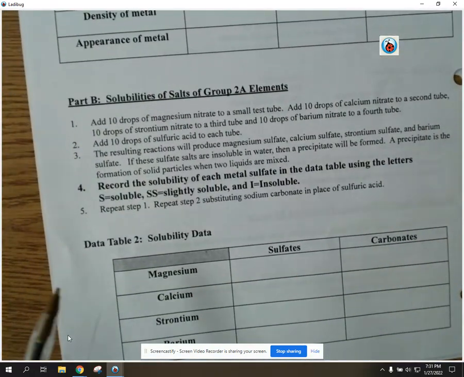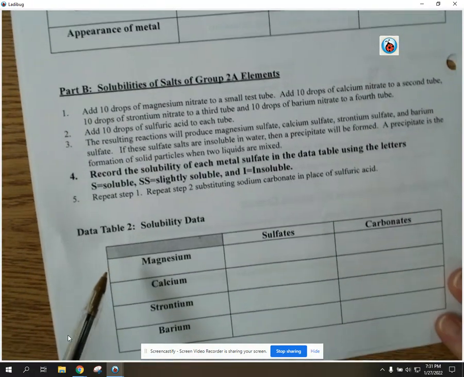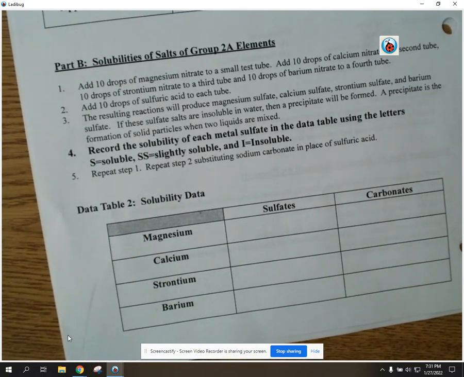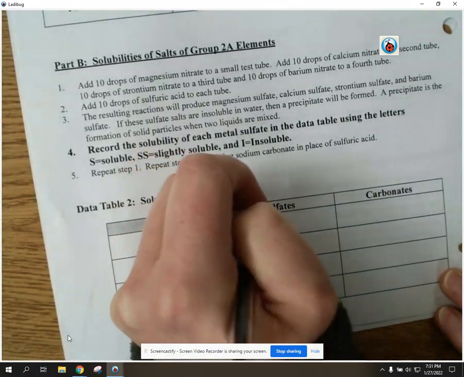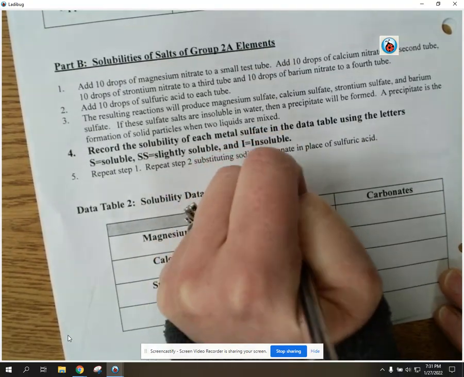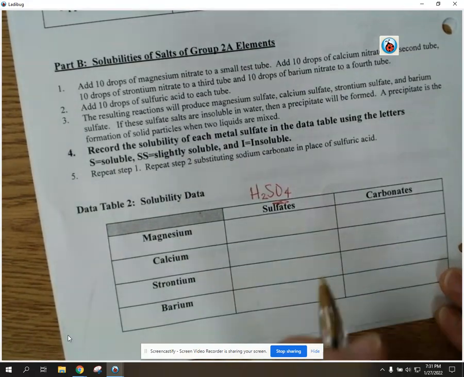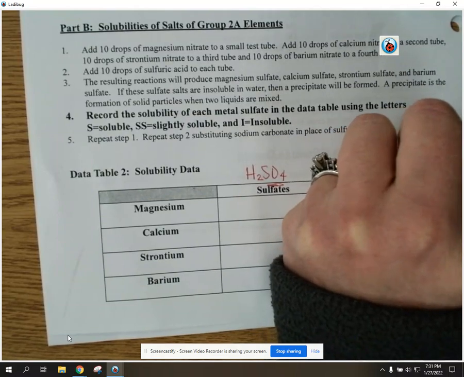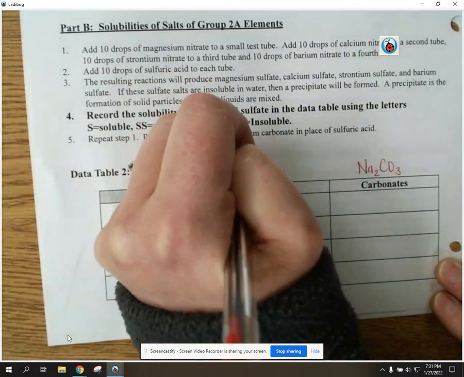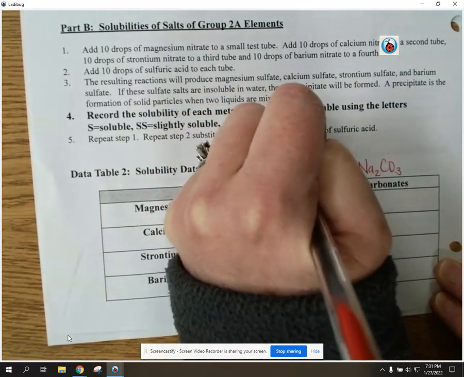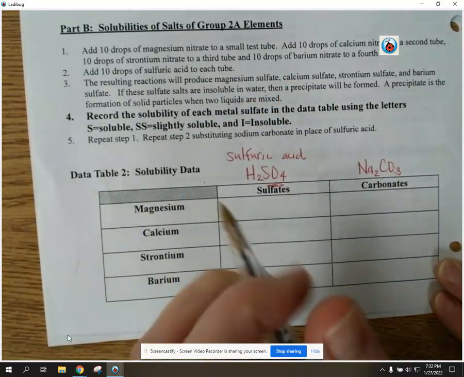Okay, so part 2 of the lab, we were getting to the mixed chemicals, and we were mixing the different nitrates: magnesium, calcium, strontium, and barium. We were either mixing them with sulfuric acid, which is H2SO4, so this is a sulfate group, or with a carbonate. We mixed it with sodium carbonate, Na2CO3. Okay, so I am attaching 2 videos of the results of each of these reactions.